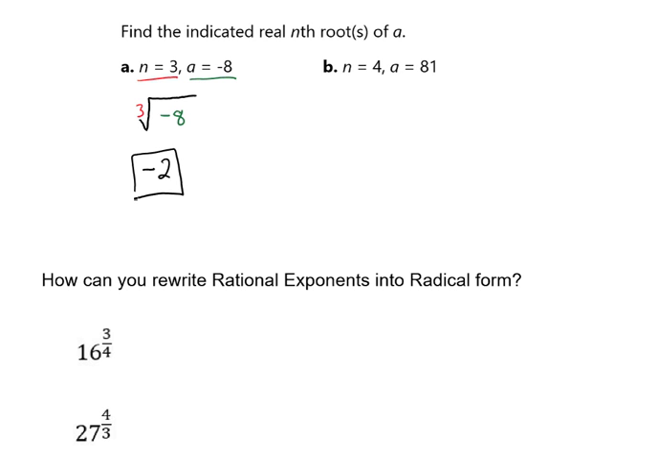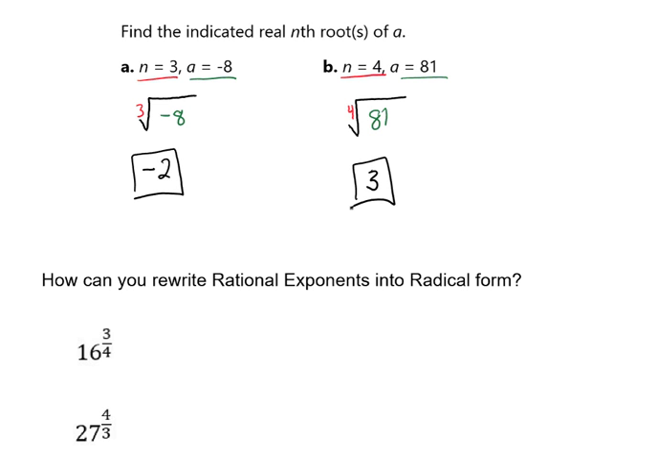So I'm going to have you try letter B on your own. Go ahead and push pause, and when you're done, push play, and let's see if you're right. So here we have an n of 4, so we're looking for the fourth root of 81. So we want to know what number raised to the fourth power will give us 81. And that answer is the number 3. So the fourth root of 81 is 3.